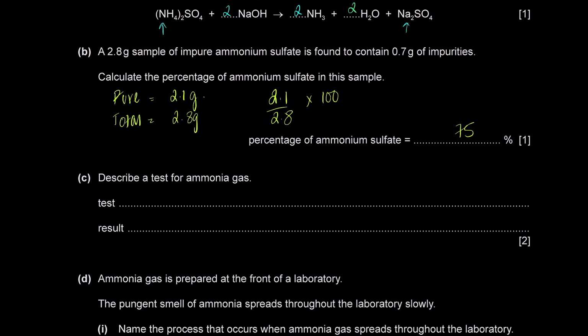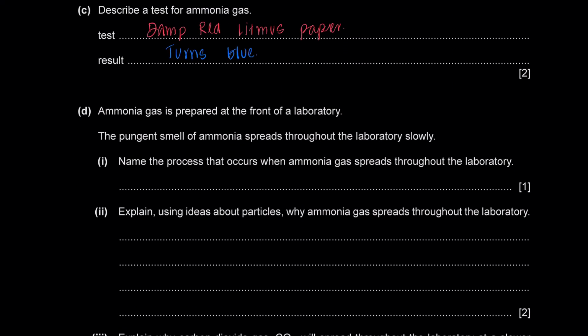Describe a test for ammonia. Those who are struggling and have been following us, don't be too confused because we haven't really done this, but who doesn't know about ammonia, right? Ammonia gas, the test is damp red litmus paper. Bring that in front of it. Because the gas is alkaline, it'll turn blue, right? I like this question because it's easy, but I hate this question because it's a little too easy. Do you guys agree?